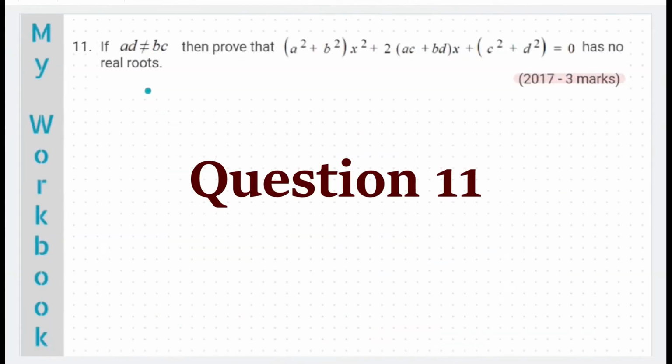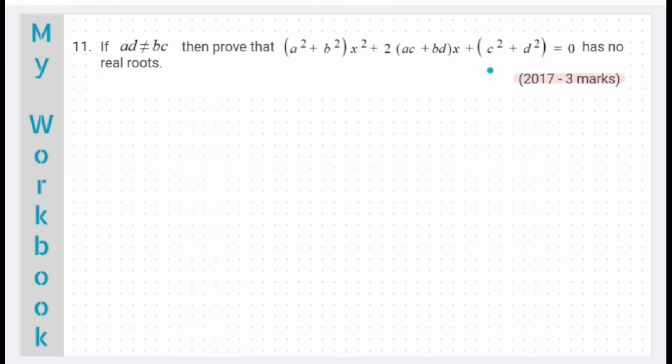If AD is not equal to BC, then prove that a square plus b square into x square plus 2 into ac plus bd into x plus c square plus d square is equal to 0 has no real roots. So again, the equation given is already in the standard format. This is ax square plus bx plus constant term c. So let's find what the discriminant is for this equation.